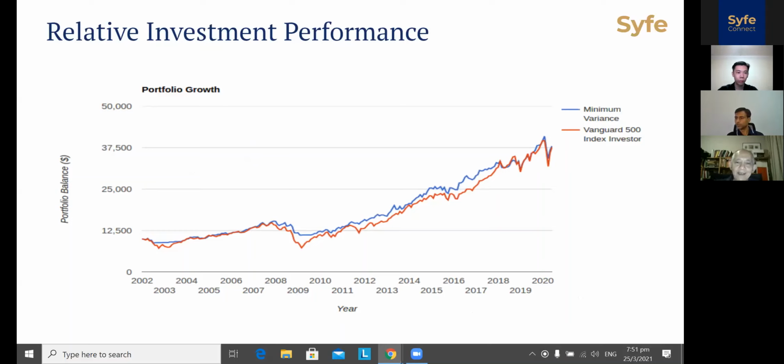over time, if you have the lowest volatility portfolio, the minimum variance portfolio, you get more or less the same return as the market, but with about two-thirds of the volatility. That means you have a less risky way to get into the market.